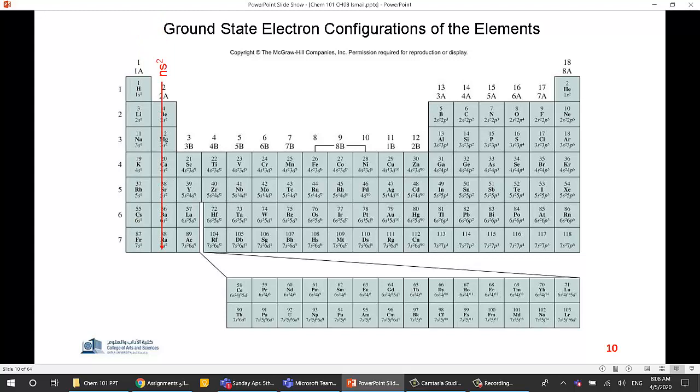For the second group, they're s2. For group number 3, or 3A, you will find something like 1s2 2p1, and that applies to all the elements. They have the same electronic configuration at the end. It's just the beginning that differs, and so on.